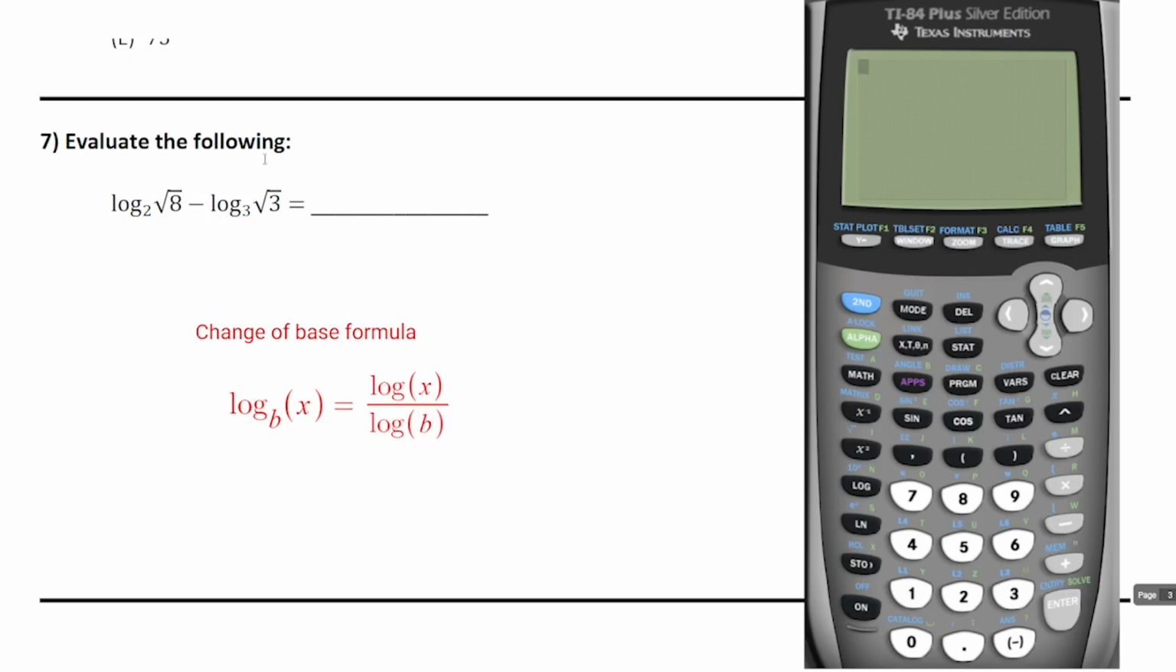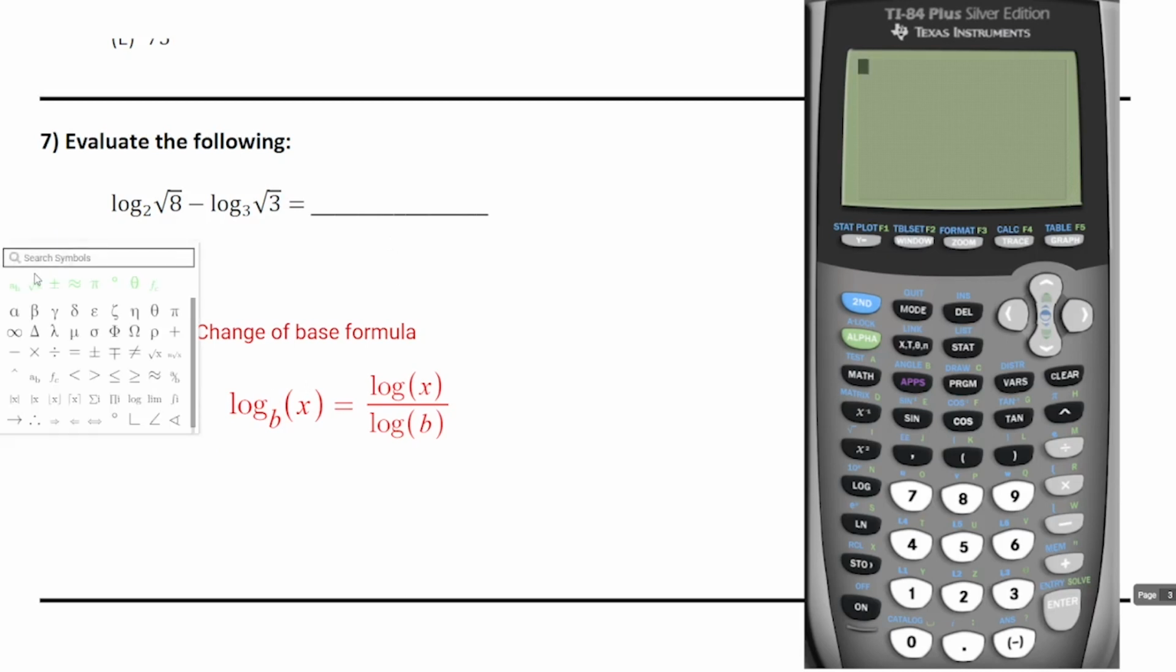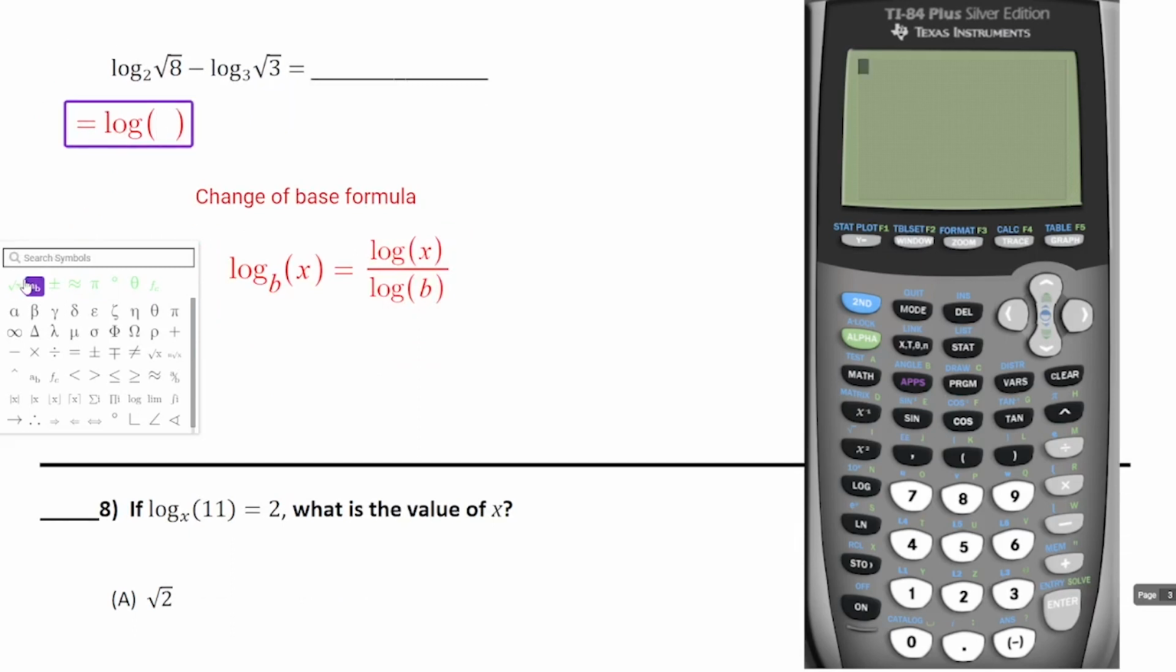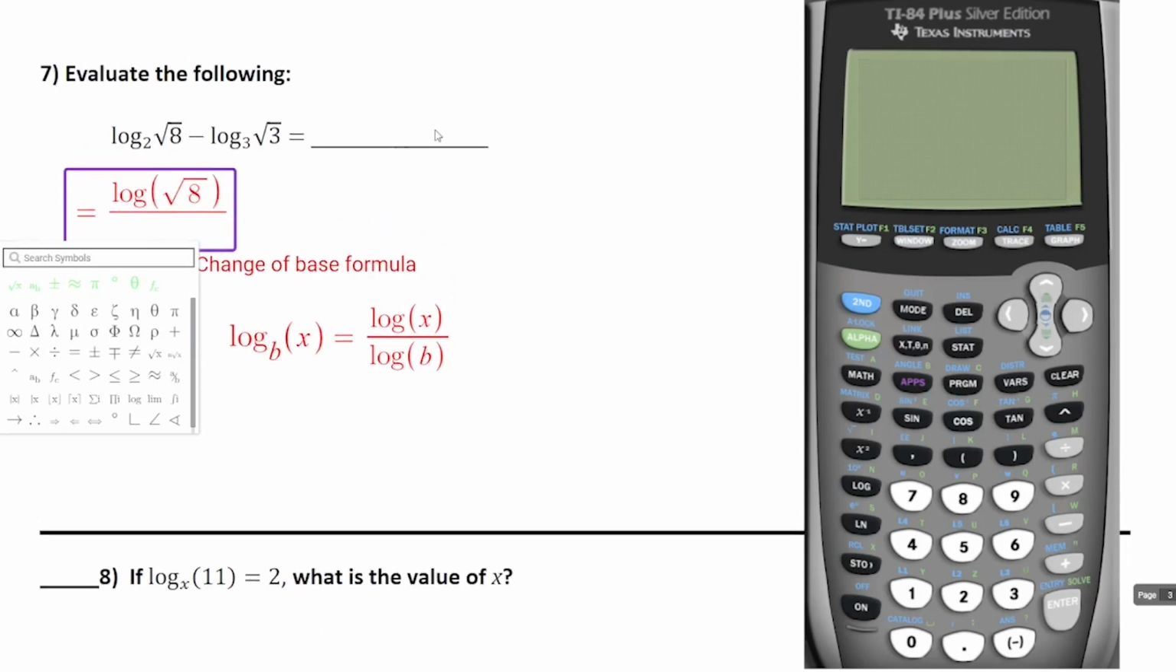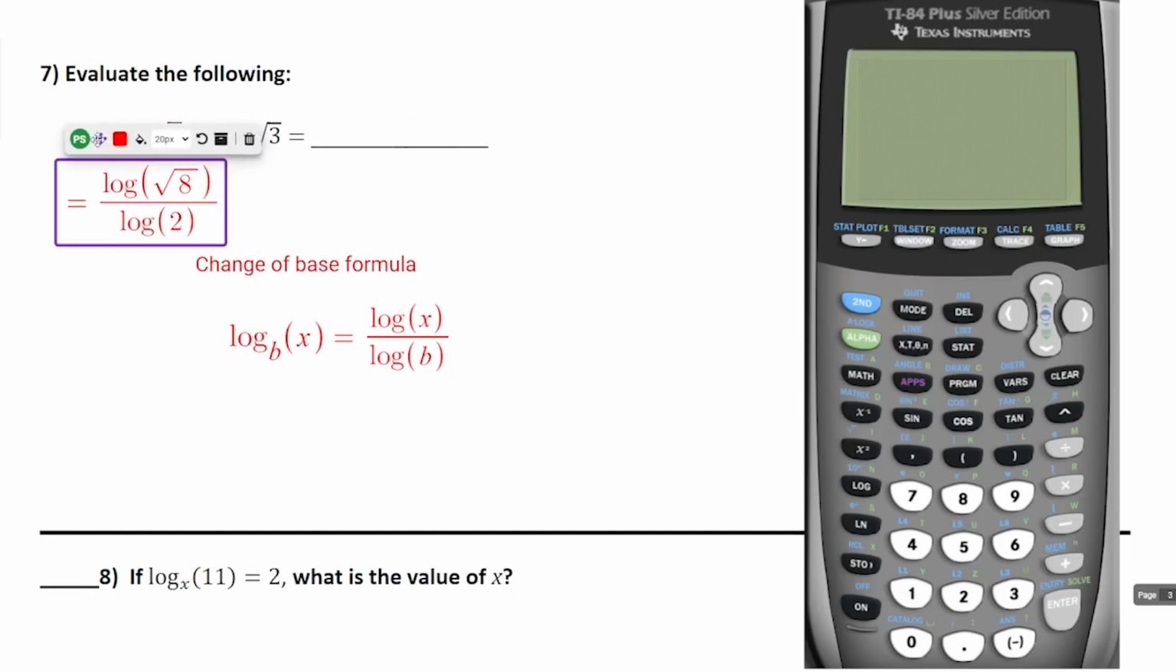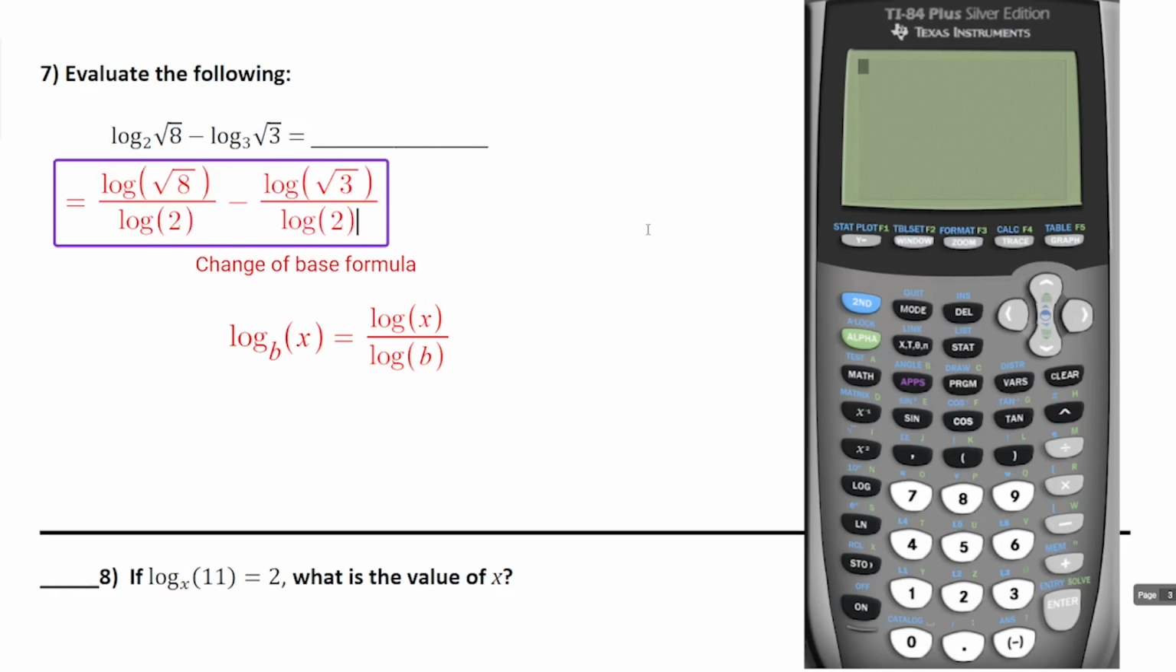So we can rearrange this and retype it so that we can actually put it in the calculator as log of the square root of 8 divided by log 2, minus log of root 3 divided by log 3. And looky there. Now we can type this in the calculator.